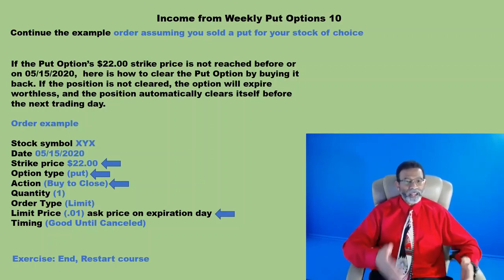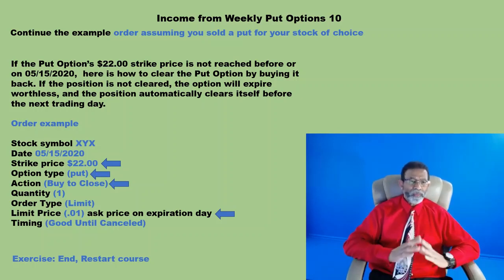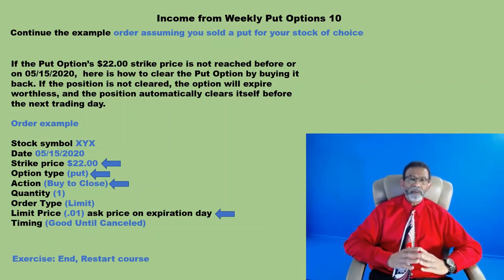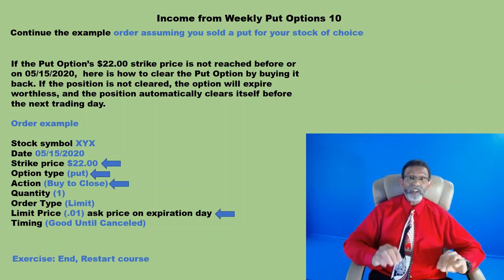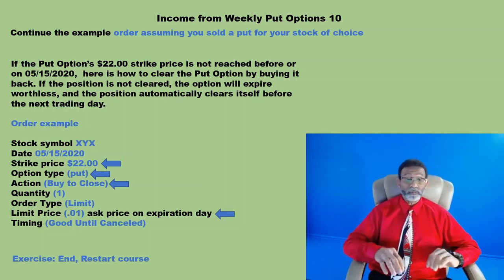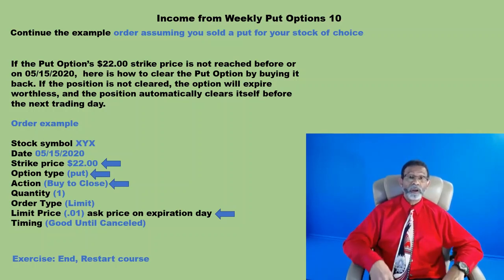So stock XYZ, you want to put in for the date the option that you already have. So you want to pick that option. The strike price, in our case, we sold the $22 put option. Type of option is obviously put. The action here is buy to close. We're closing this position, so we're buying to close. Since it's one option, quantity is one, the limit.